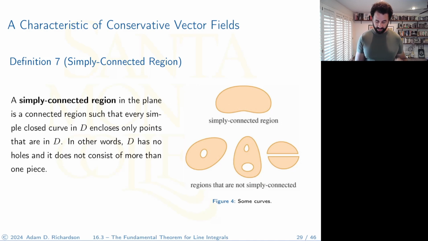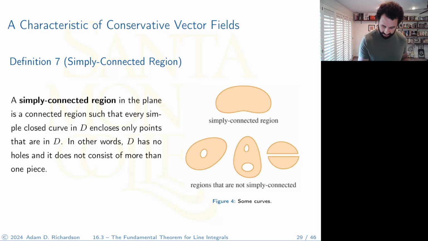So in other words, your region D is simply connected if it has no holes and if it's not consisting of more than one piece. So these are like the nicest regions you could imagine, right? Simply connected. They're pretty much like the go-to thing that you imagine when you talk about regions, right? But not every region is so nice. Here's an example of a region that's not simply connected.